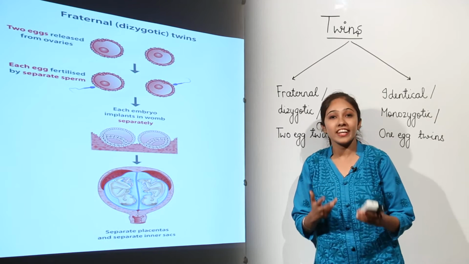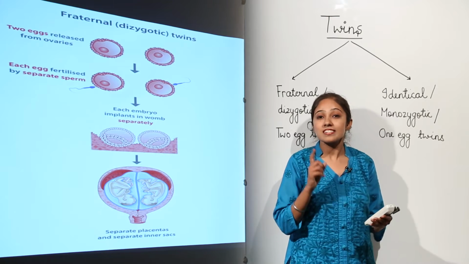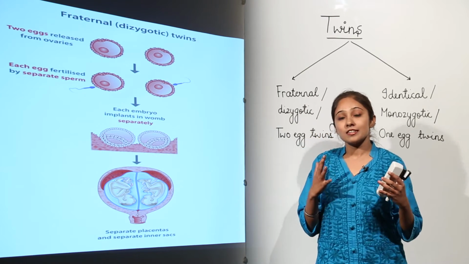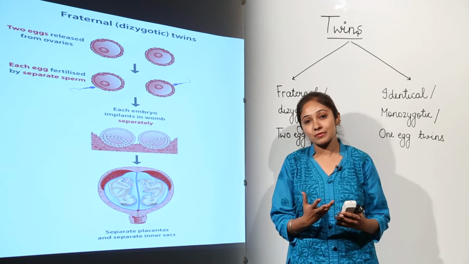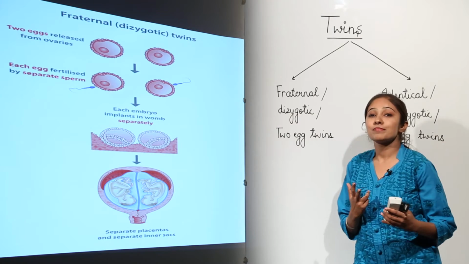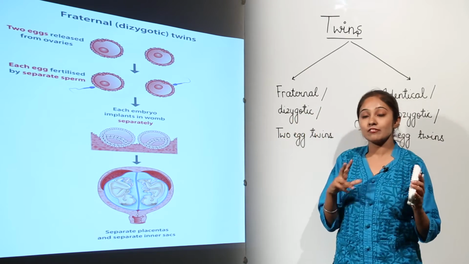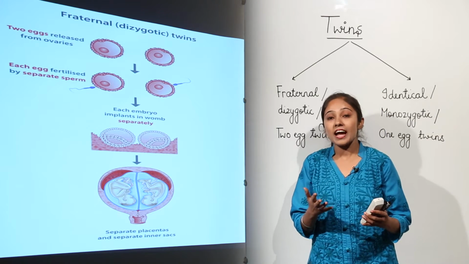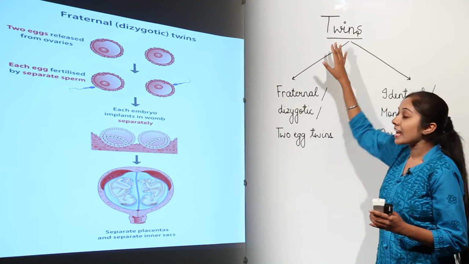Due to natural selection, humans have a tendency to give birth to a single baby at a time. And you can make out that the single baby can be healthier. But sometimes humans can also give birth to two babies at a time. This is known as twinning, and one of those babies is known as a twin.